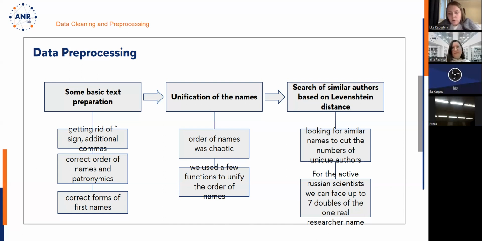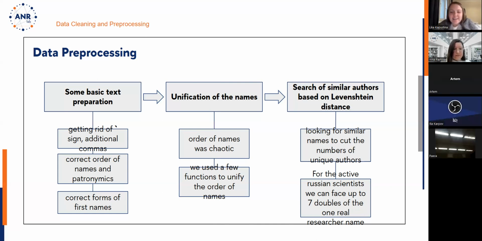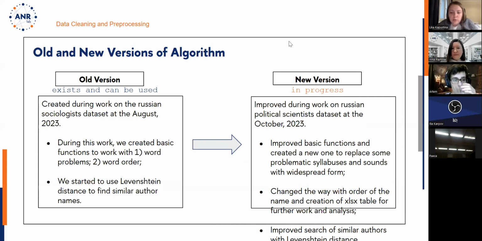And on our last stage, we go to the search of similar authors based on Levenshtein distance. So we looked for the similar names to cut the number of unique authors, for example, to have not the 700, but the real one. Because the problem is when you have a lot of accounts for different authors.